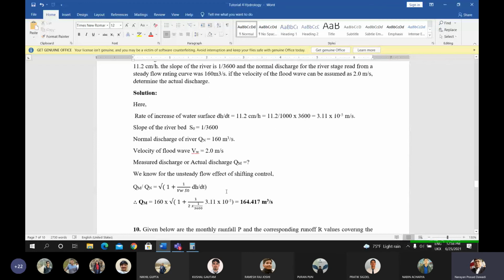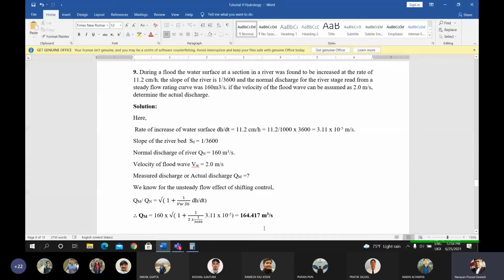Now for question number 9. During a flood, the water surface at a section in a river was found to be increasing at the rate of 11.2 centimeter per hour. This is dH by dt. The slope of the river is 1 in 3600, S naught of the river is 1 in 3600. And the normal discharge for the river stage from the steady flow rating curve was 160 meter cube per second.